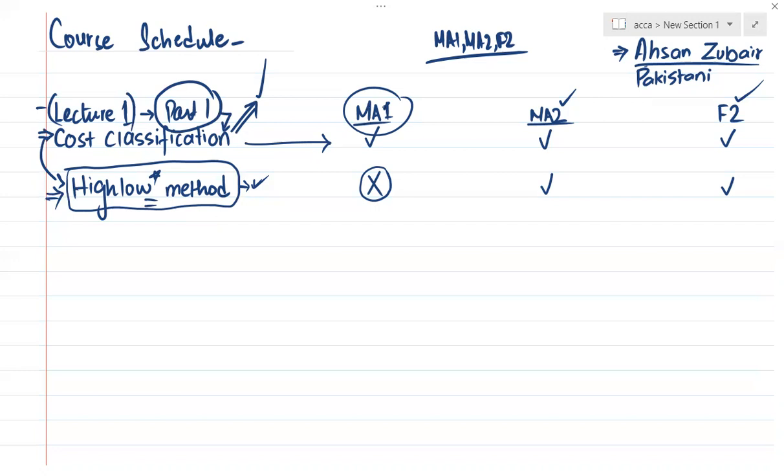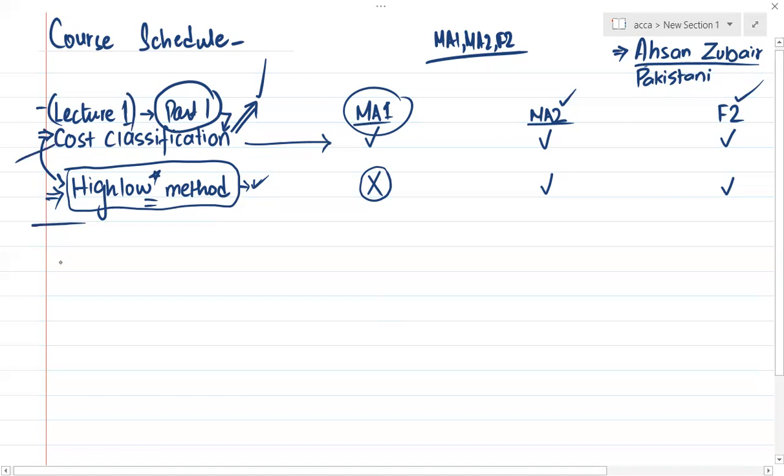After the parts of cost classification, I don't know how many lectures it will constitute, maybe 4, 5, 6, or 7. I would mention it on YouTube. After that, I would go to the second chapter, accounting for material. But first we have to cover cost classification and the high-low method, and after that we go to accounting for material.